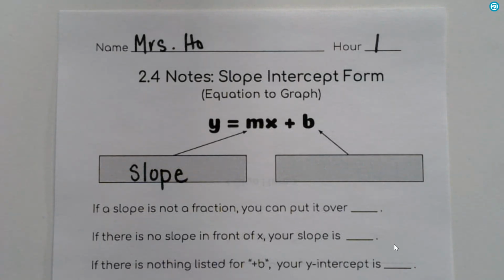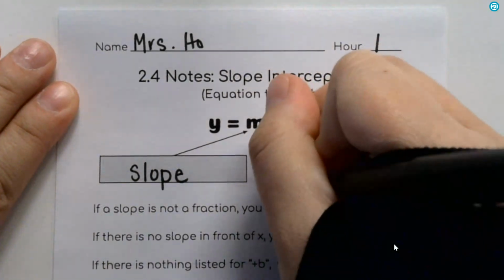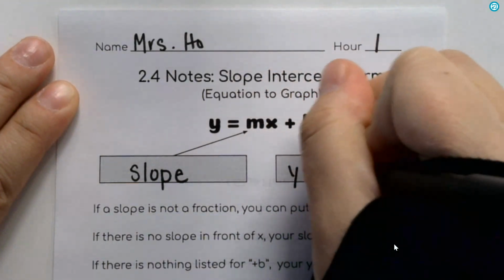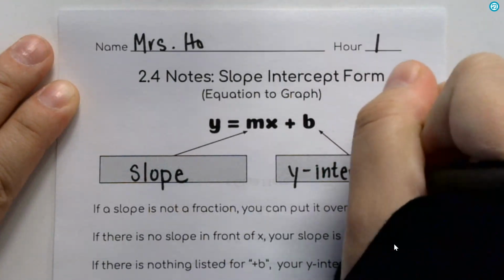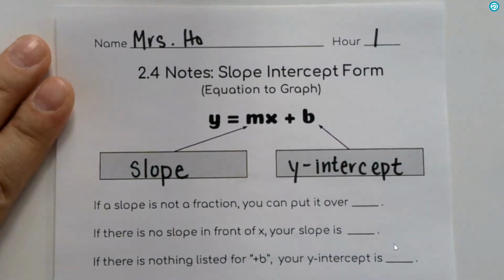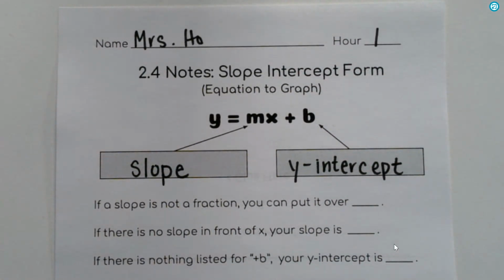And b is your y-intercept. So m is your slope, and b is your y-intercept. Your y-intercept is where you cross the y-axis. So your y-axis is up and down. Your y-intercept is going to be your starting point on your y-axis. And then from there, you'll graph your slope.